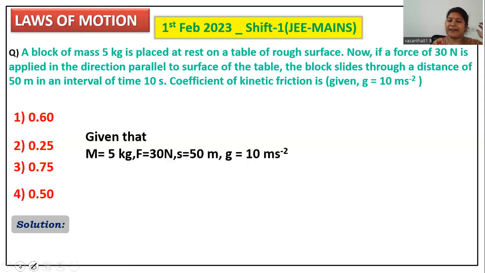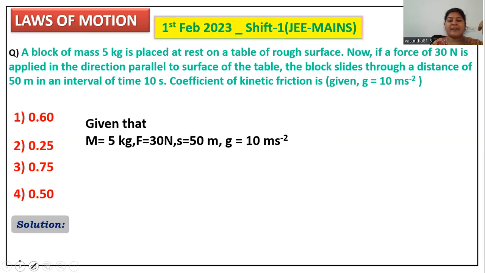First, I am writing the given data. Mass is 5 kg and applied force is 30 Newton. Distance traveled is taken as S, which is 50 meters. And g is 10 meters per second square. Similarly, time is also given, that is 10 seconds. Now, what concept is involved in the problem?